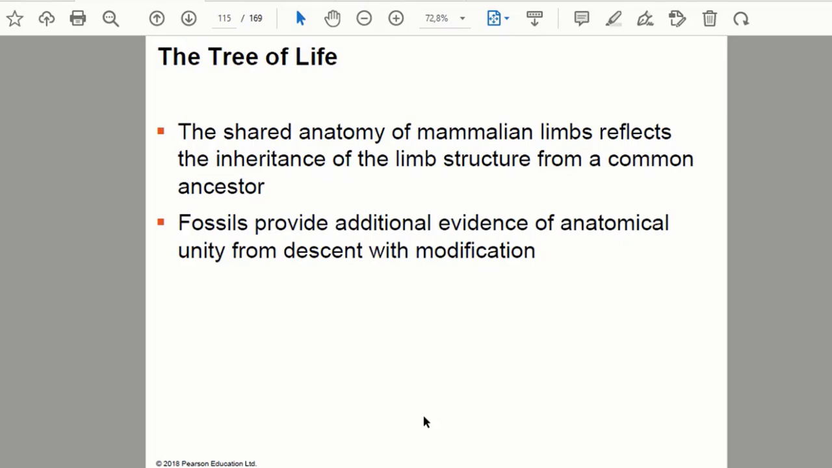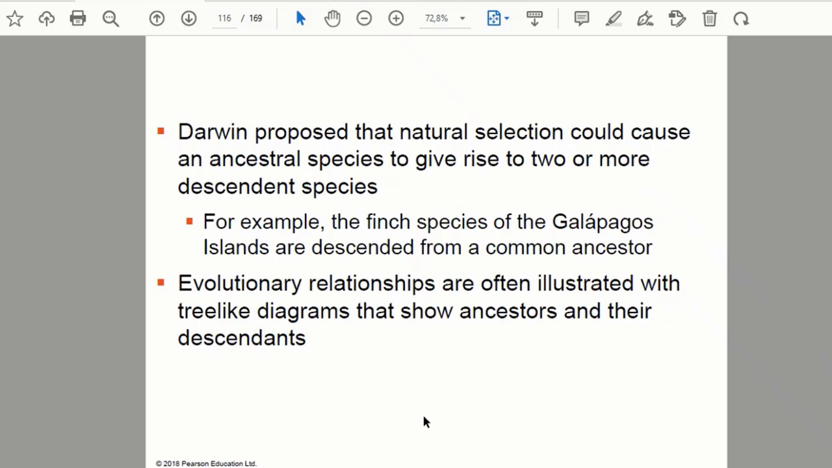So here, the shared anatomy of mammalian limbs reflects the inheritance of the limb structure from a common ancestor. Therefore, the fossils provide additional evidence of the anatomical unity from descent with modification. And Charles Darwin proposed that natural selection could cause an ancestral species to give rise to two or more descendants. For instance, if you check the finches, we talked about the Galapagos.